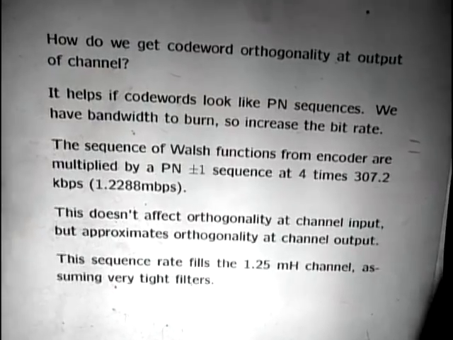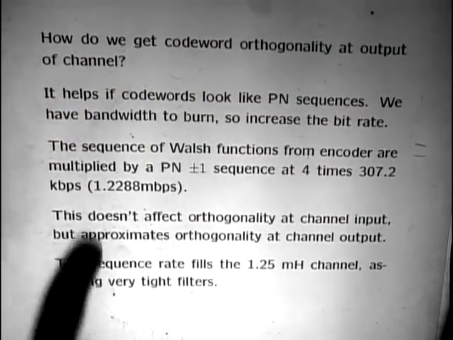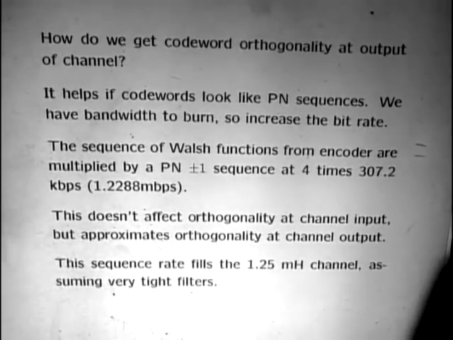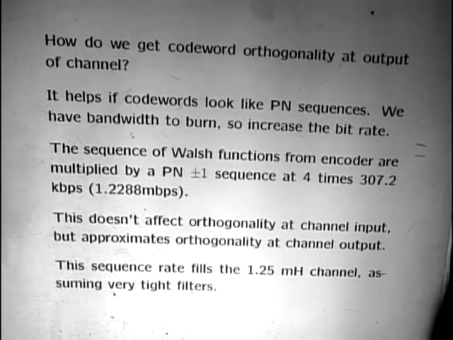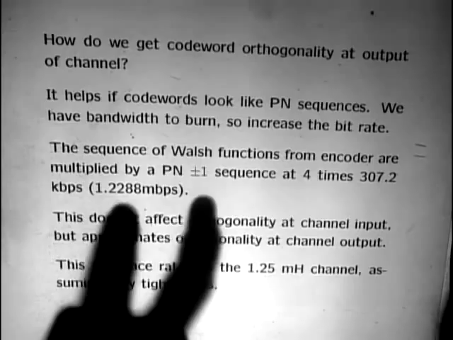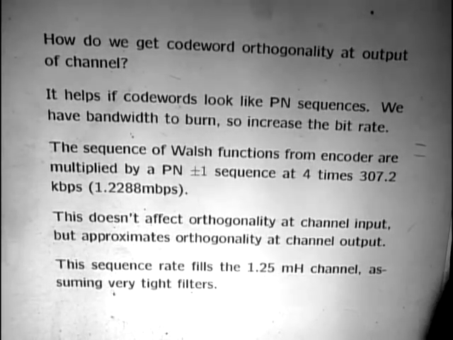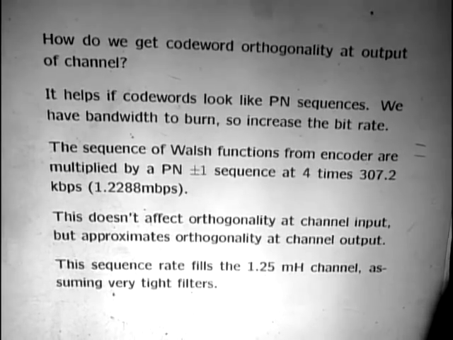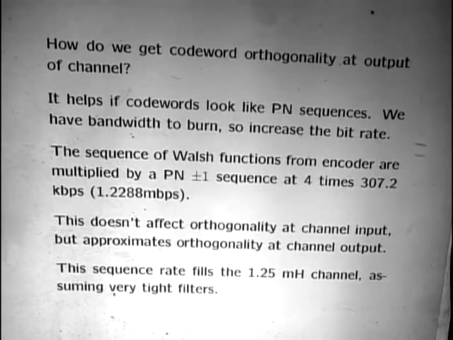So suddenly you're up to a sequence which is right at the bandwidth you want. I mean, we wanted to get up to 1.25 megahertz, and suddenly we're up so close to that it's going to be a real challenge to build a filter which will really make the output look like it's limited to this 1.25 megahertz. So we need very tight filters here.